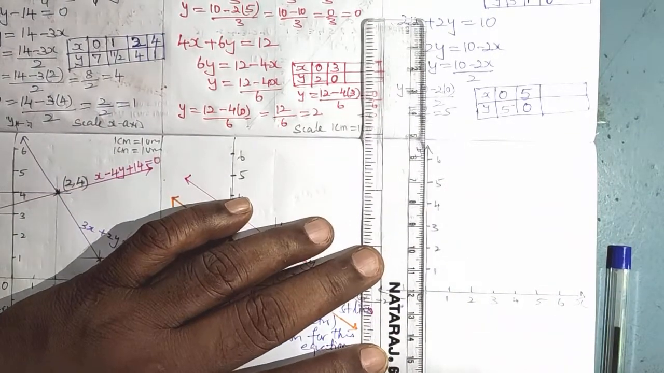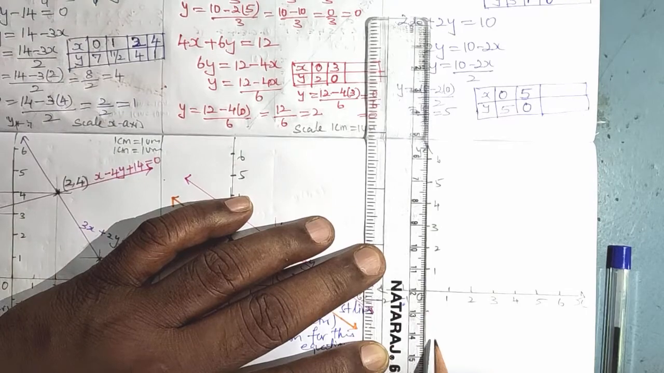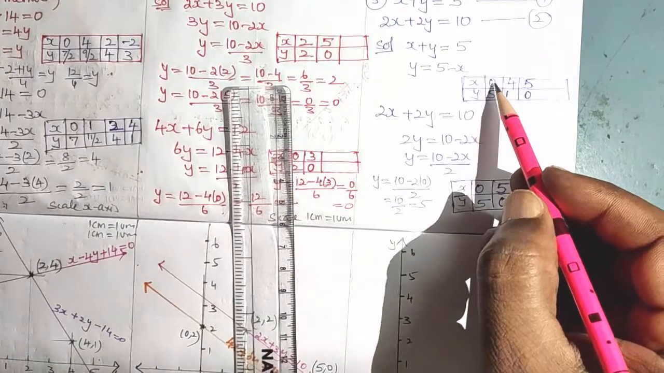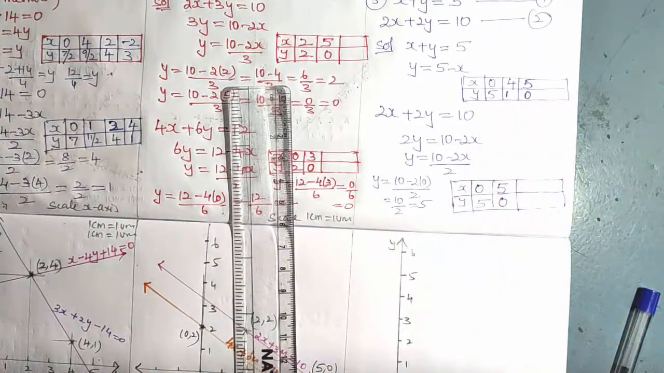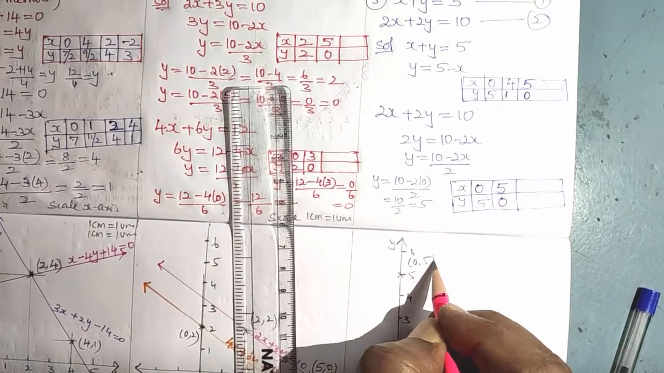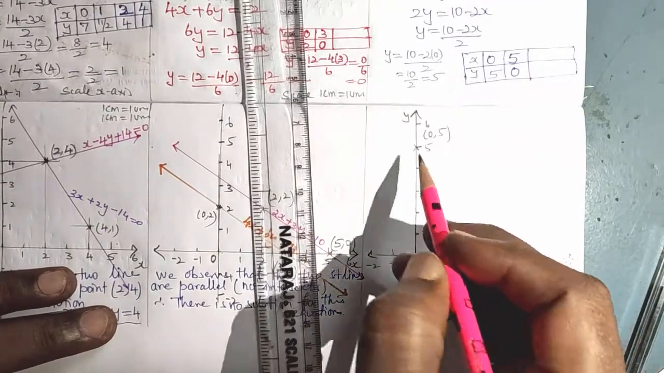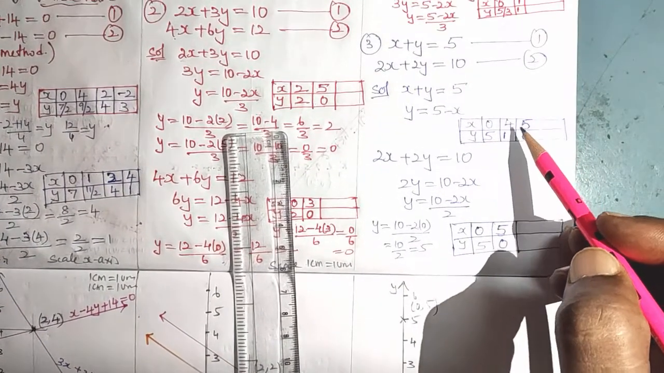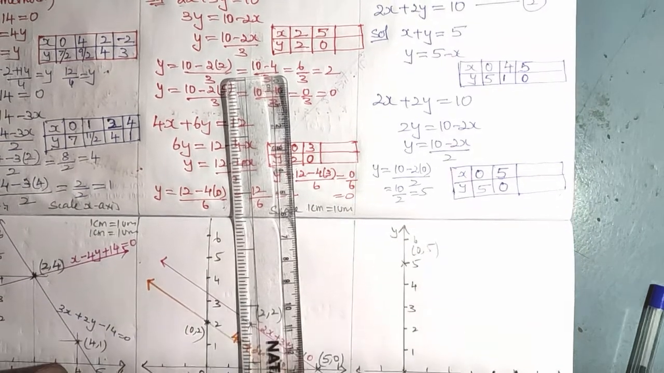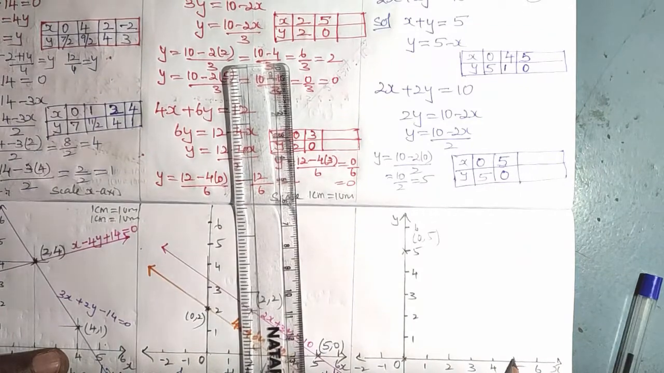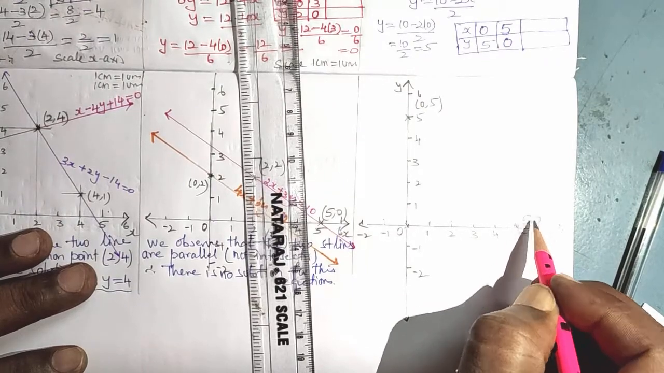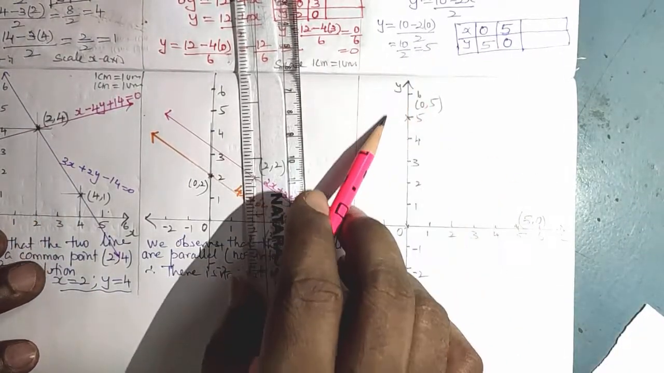Here, this value is what? Here it is minus 1, minus 2. Now let me plot these points here. What is this point here? x 0, y 5. So x 0, y 5 means this point. What is the next point here? 4, 1. So x 4, y 1 means it comes here. Or I will take this point 5, 0. See, x 5, y 0. So I have plotted these 2 points on the graph sheet.